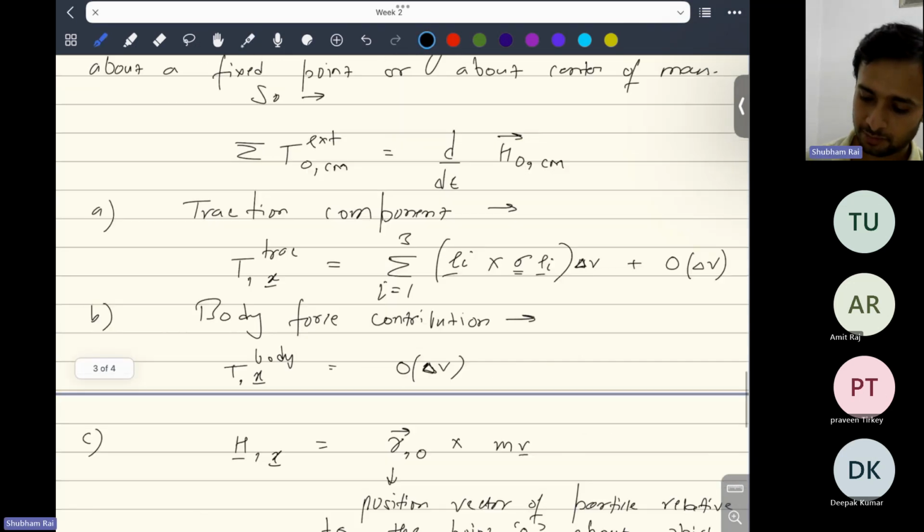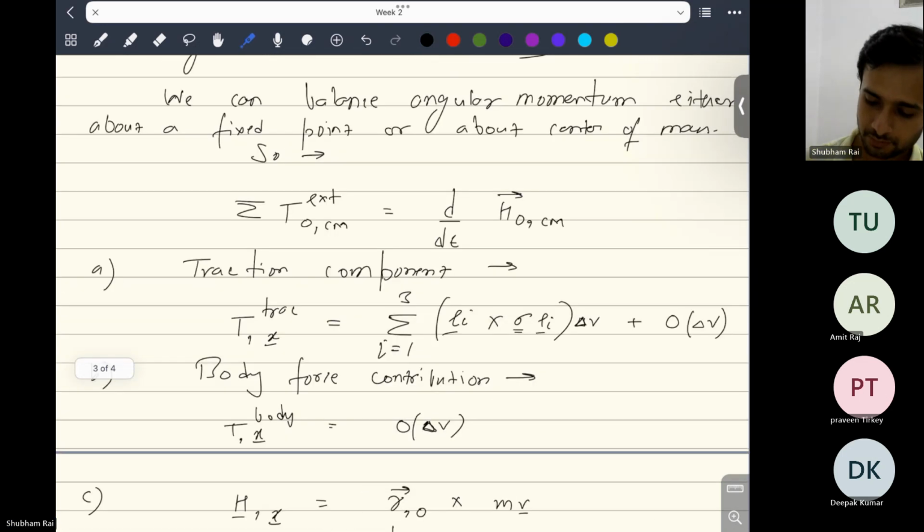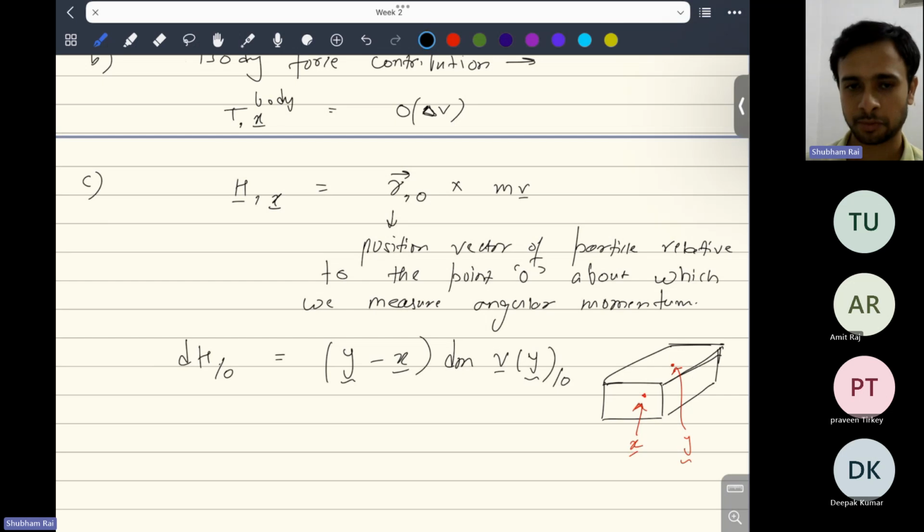Now we have to find d by dt of this. That will be dL, the small angular momentum of this small point mass. Now let's say we want to find the angular momentum of all the points present in the body. So we have to integrate this equation, because this is the small angular momentum of this small point mass dm, and there will be many such points. So we can integrate to find the total angular momentum.